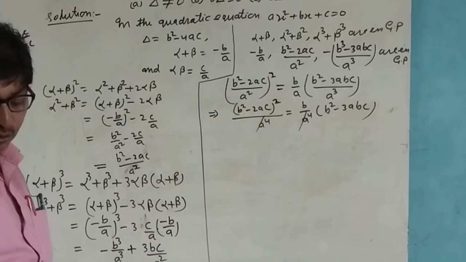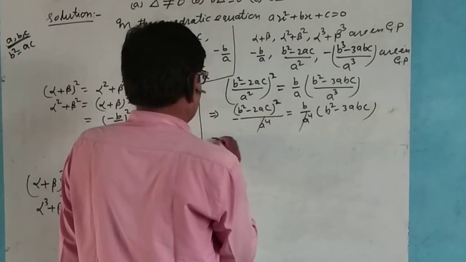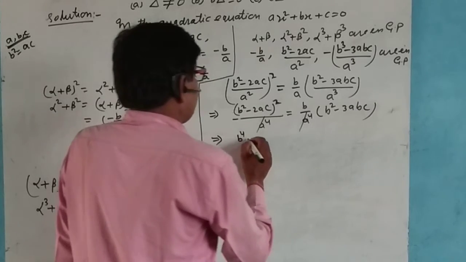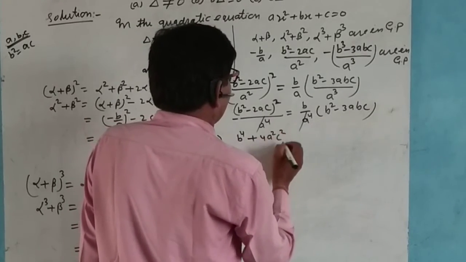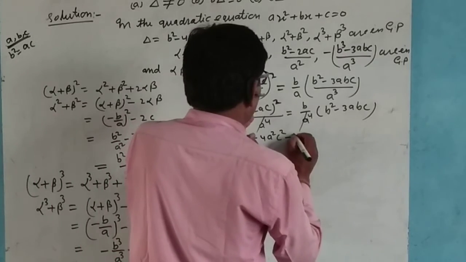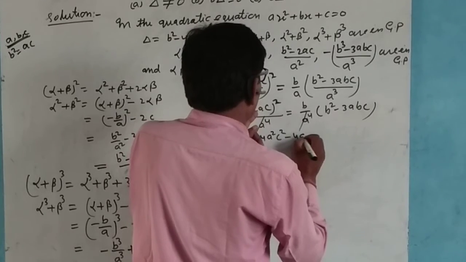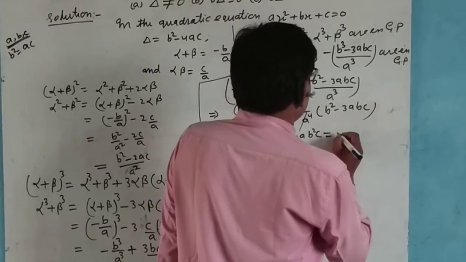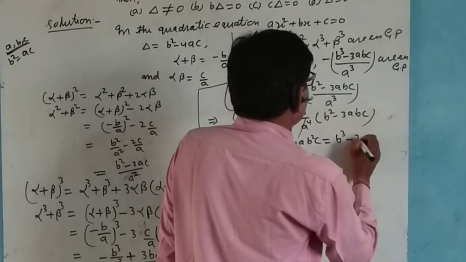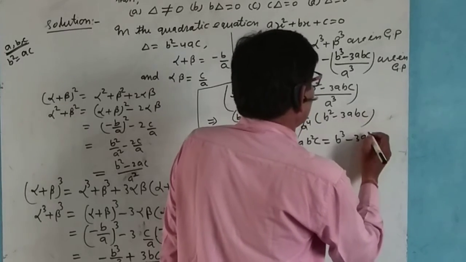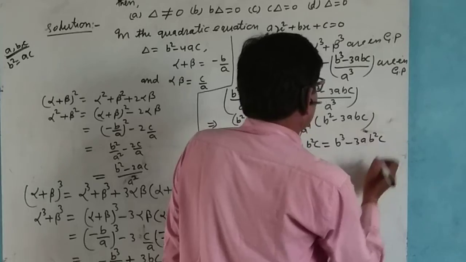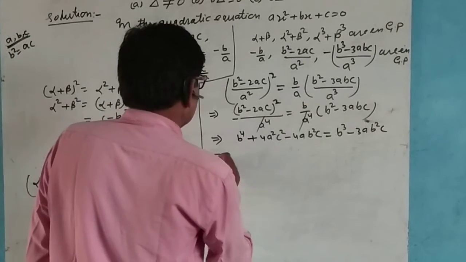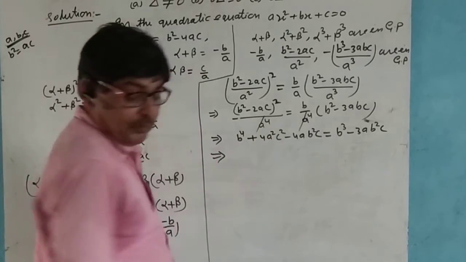Now we expand (b square minus 2ac) whole square: b to the power 4 plus 4a square c square minus 2 times 2 times 4 a b square c... equal to multiplying this b by (b square minus 3ac), here 4a square in this case.